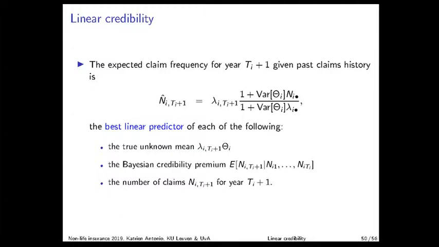It is the best linear predictor for the true unknown mean, lambda_{i,T_i+1} times theta_i. It is the best linear predictor for the Bayesian credibility premium, and for the number of claims, N_{i,T_i+1}, for year T_i plus 1. Best here refers to the fact that the predictor minimizes a mean squared error loss.